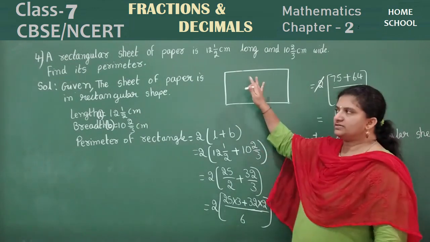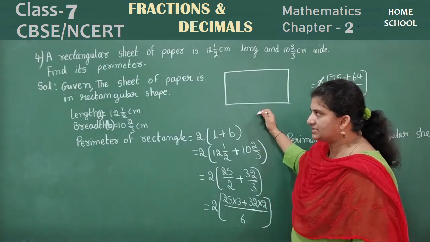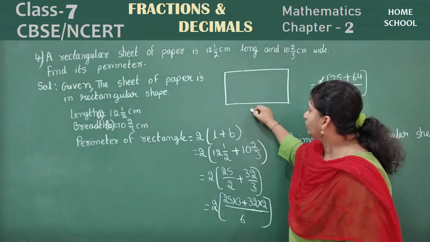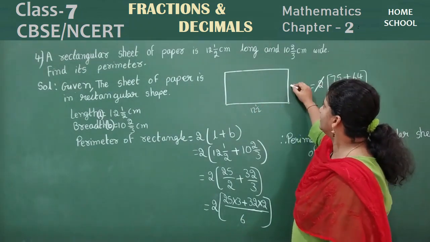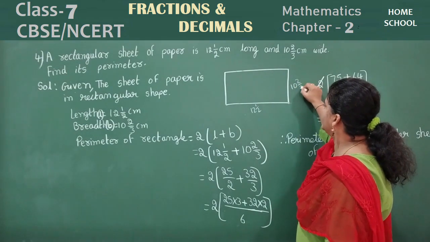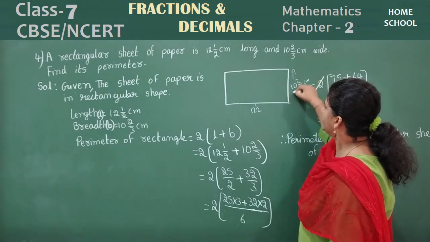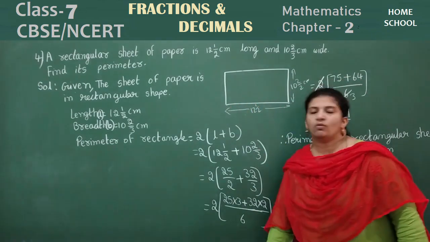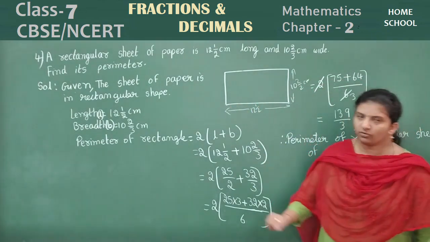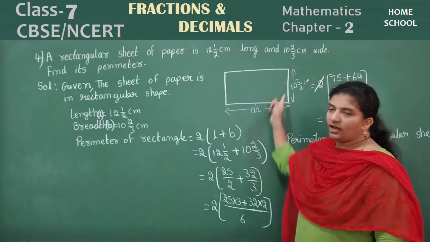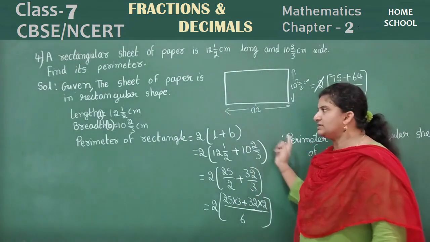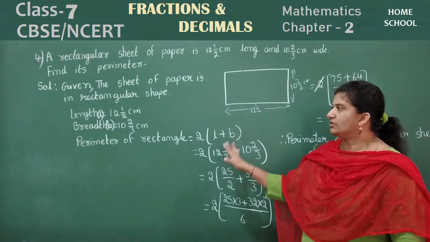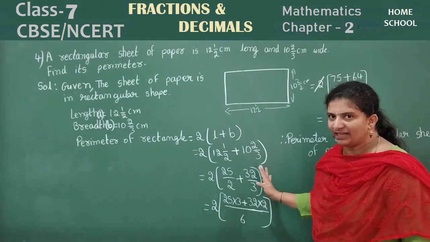Okay, so this is a rectangular sheet. Length is how much here? 12 1 by 2 centimeter. And breadth is 10 2 by 3 centimeters given. So from here to here it is 12 1 by 2. What is the perimeter is your question. So what is the perimeter formula? 2 times (length plus breadth). Apply in the formula, you are going to get the answer.